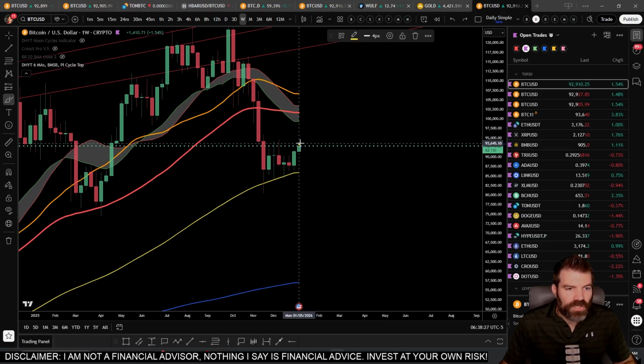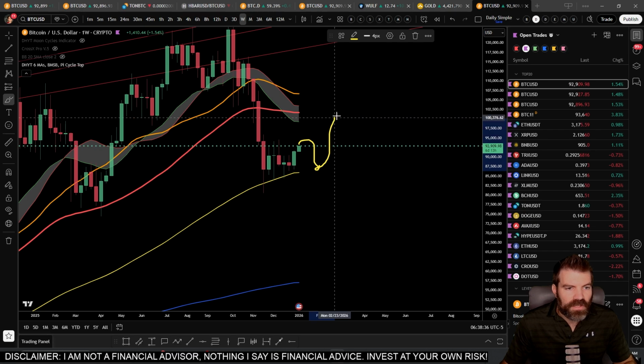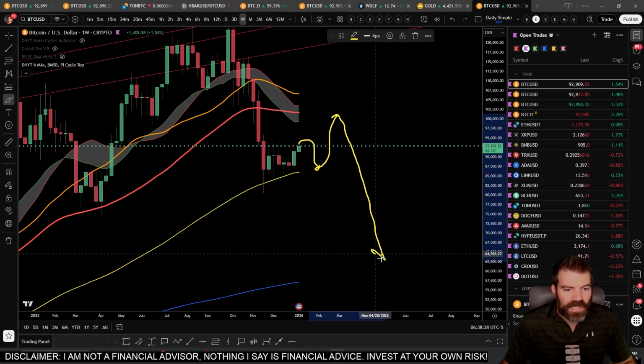Another potential is that this could be a fake out. You can see we have sold off twice in this area already, and then we could come back down, retest this, then go up, retest it, then come back down.